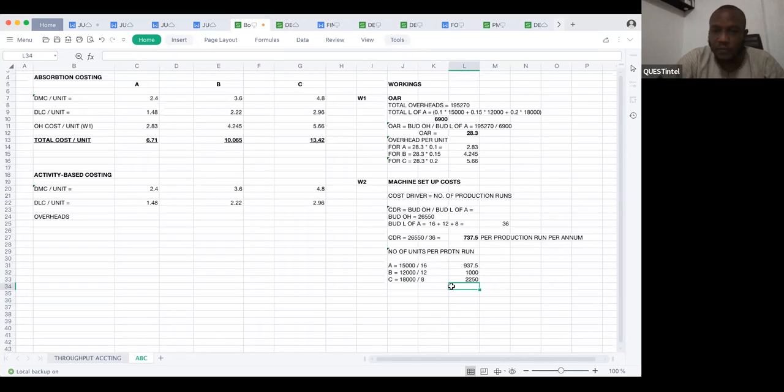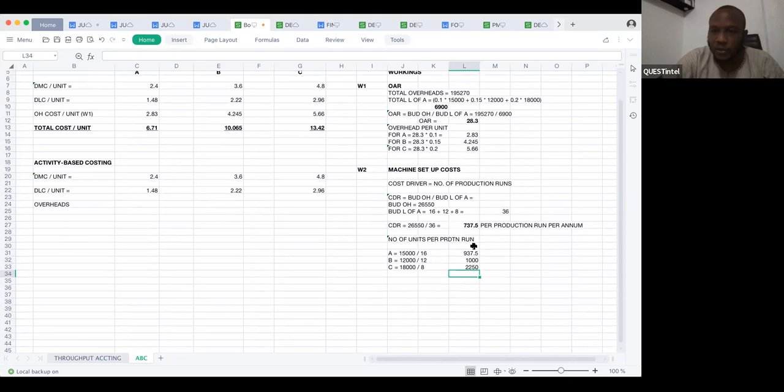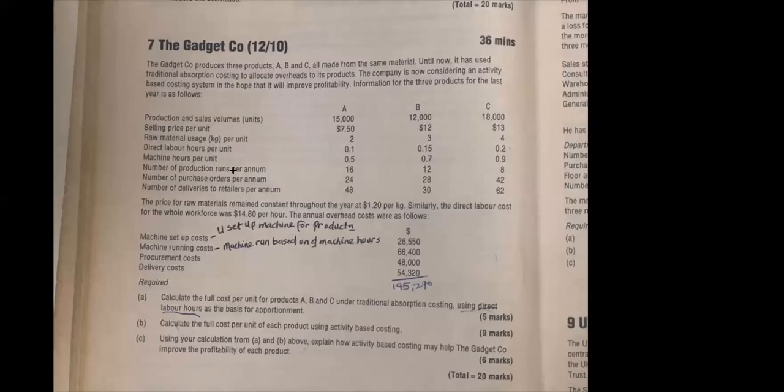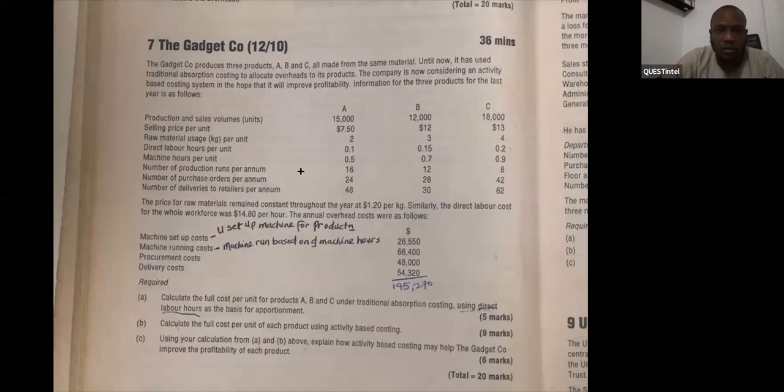All right, so we have the number of units per production run. So this is for every production run. Now, how many production runs do we have for A? 16. So number of production runs per annum, 16 for A. Number of units per production run is what we've gotten.